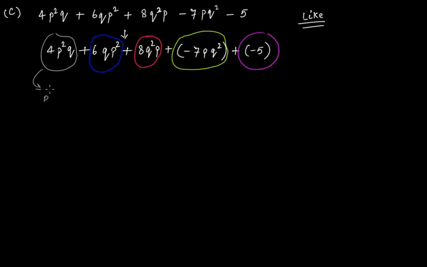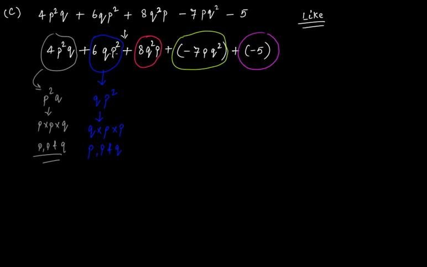So this is p squared q, and you can write it as p times p times q, because this is p squared, right? So what are the three algebraic factors? They are p, p and q. Okay, what about this one? In this we have q p squared. This can be written as q times p times p. So again you have p, p and q as the factors.